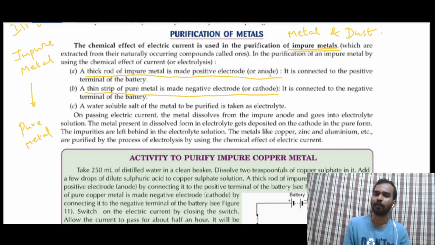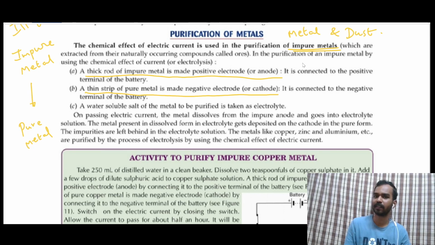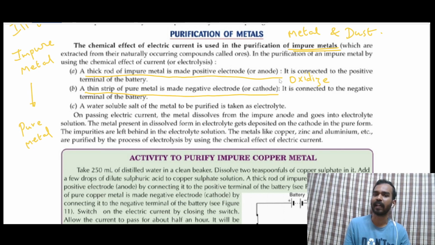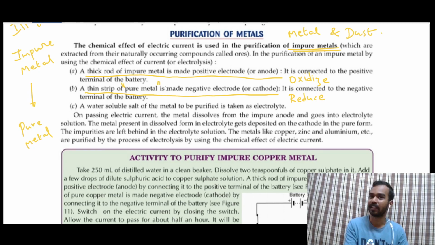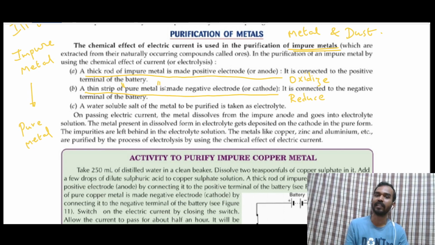Then the metal will dissolve, that is oxidize, from this anode and go into the same metal solution. Okay, but these are pure metal ions. Then it will reduce at cathode and get deposited onto this pure metal. Then this pure metal will become thicker and thicker. In this way, you are trying to purify the metal.